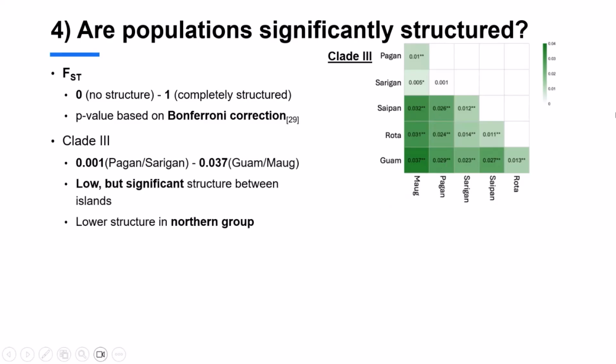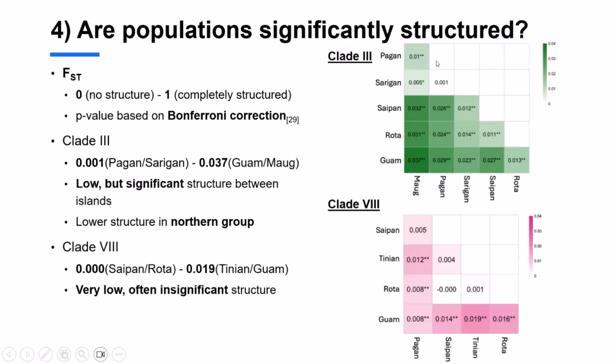And so here's what those results look like for clade 3. As you can see, the absolute magnitude is a lot closer to 0 than it is to 1, but that p-value that's been corrected with Bonferroni correction indicates that this is significant structure. So overall, low but significant levels of structure between most of these islands. Additionally, there's a lot less structure in the northern three islands than there is for the rest of this data set. So again, that northern group is beginning to pop out.